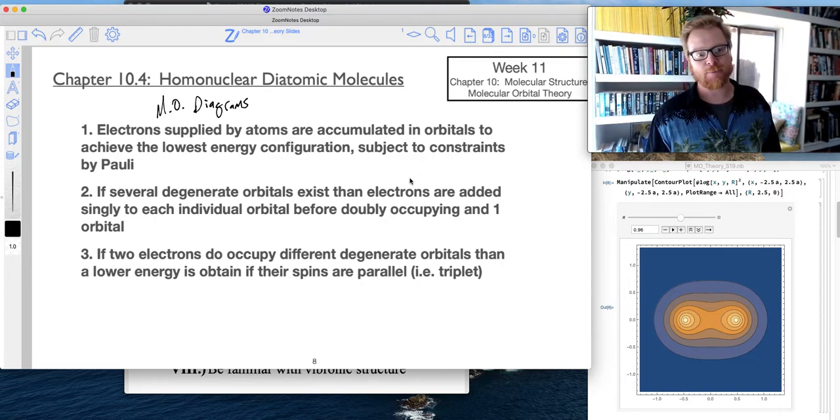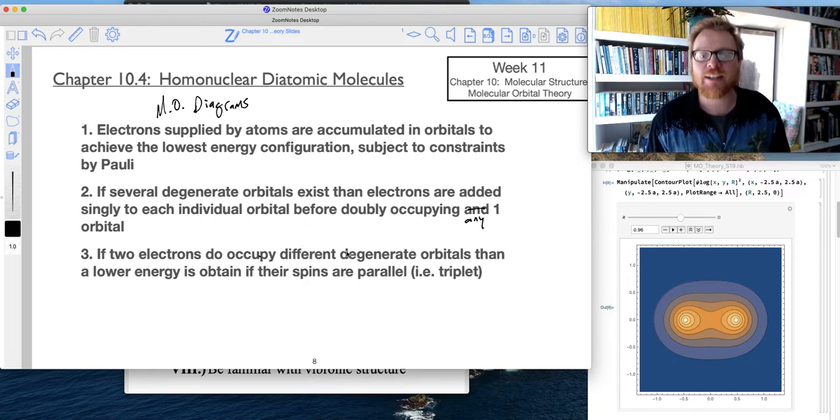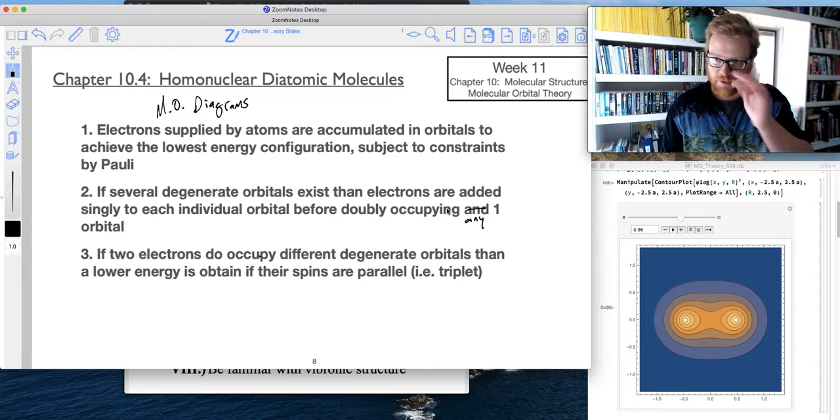The anti-bonding configuration is the highest energy configuration. So our goal is to try and minimize energy. So if several degenerate orbitals exist, then electrons are added singly to each individual orbital before doubly occupying any one orbital. That's what that should say. Any one orbital, okay? If two electrons do occupy different degenerate orbitals, okay, so let's be very careful about this.